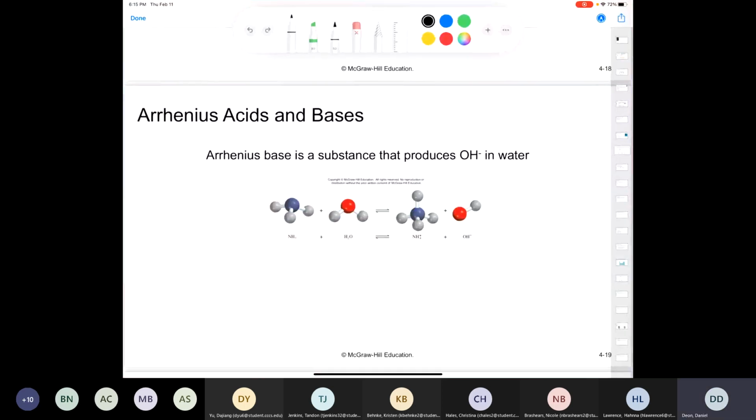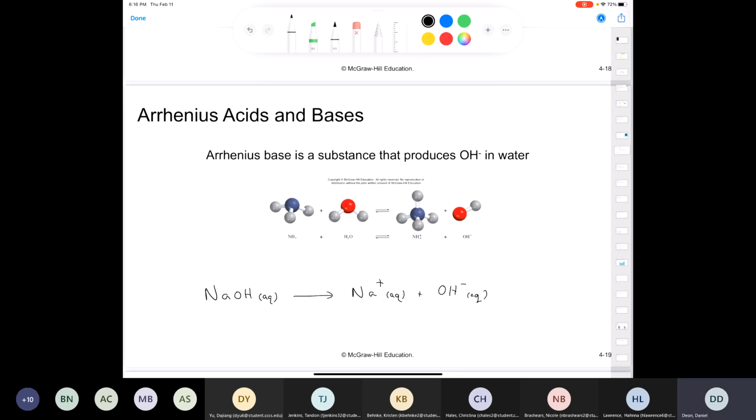And the definition of an Arrhenius base is a substance that produces hydroxide in water, things like sodium hydroxide, potassium hydroxide, lithium hydroxide, calcium hydroxide, et cetera. So if we look at something like sodium hydroxide, I'll write this down here. You can see how when we put sodium hydroxide in water, it breaks apart into the sodium cation and the hydroxide anion.